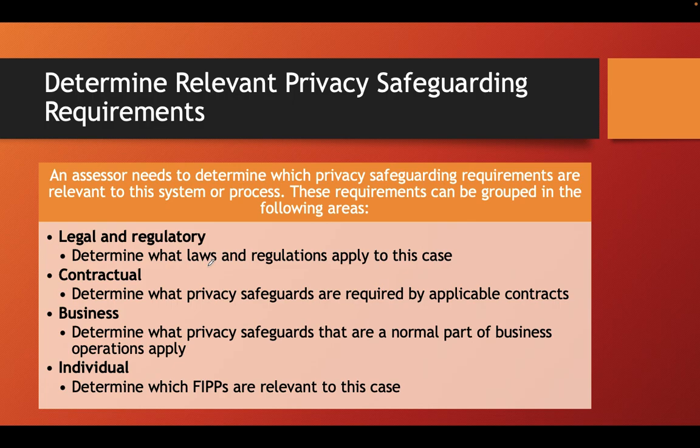Now here, determine relevant privacy safeguarding requirements. Here we look at how we determine the relevant privacy safeguarding requirements. One, we look at the legal and regulatory, which determines the laws and the regulations that apply to the case. We have the contractual, which determines what privacy safeguards are required by the applicable contract. Then we have the business, which determines what privacy safeguards are a normal part of business operations as it applies. Then we have the individual, which determines which FIPs are relevant to this case.